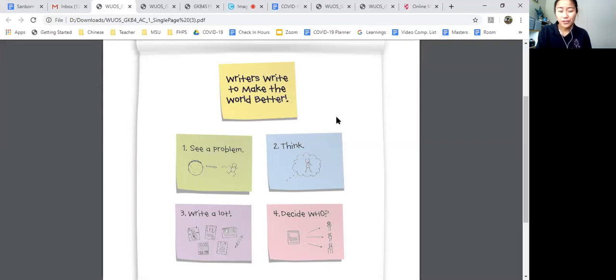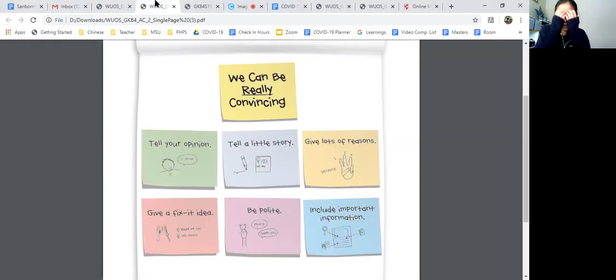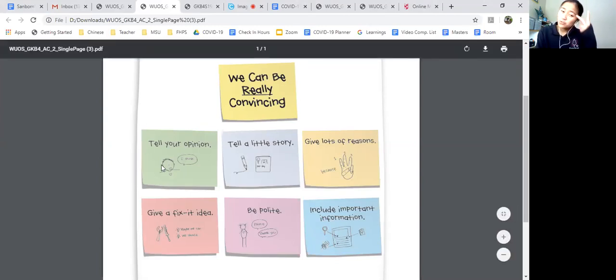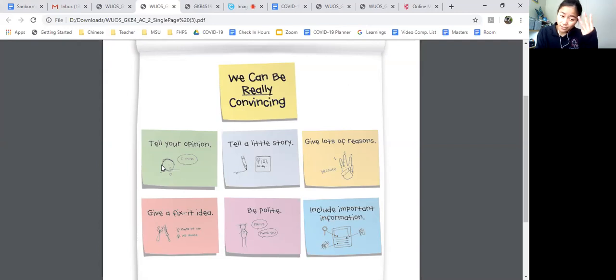Last time that we had writer's workshop, we talked about that writers write to make the world better. We talked about how they can see a problem, how they can think about a solution, how they can, 3, write a lot, and how they can, 4, decide who needs to read it so that they can help convince them to be better. And we learned how to be extra convincing. We learned to tell your opinion, to tell a little story, to give lots of reasons, to give a fix-it idea, to be polite, and to include important information.